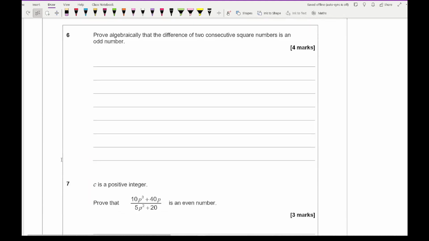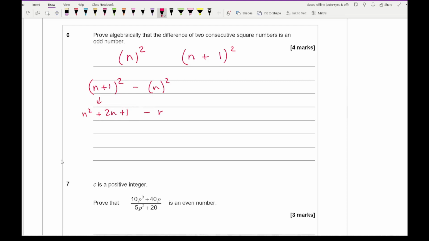Moving on to question 6, it says prove algebraically that the difference of two consecutive square numbers is an odd number. So again, looking at this, we're looking at two consecutive square numbers. So two consecutive numbers are n and n plus 1. I want to square those numbers and I want the difference. Now, n plus 1 is the bigger number, so let's just write that one first. And then expanding this out, I get n squared plus 2n plus 1 minus n squared. And the n squareds are going to cancel, so all I'm left with is 2n plus 1.